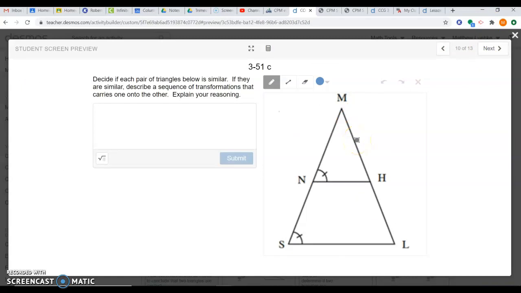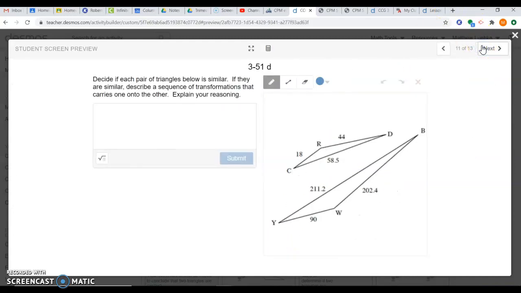Same one here. Think that this angle M is in both triangles. M is in the first triangle, M is in the second triangle. That can help us. Here, do we have enough to explain or enough to justify that these triangles are similar? Are all the sides proportional?